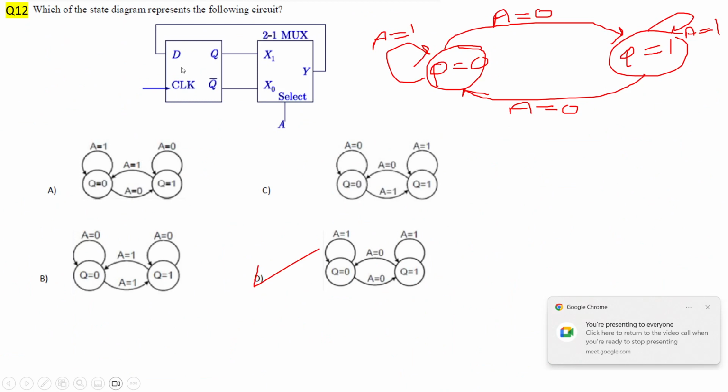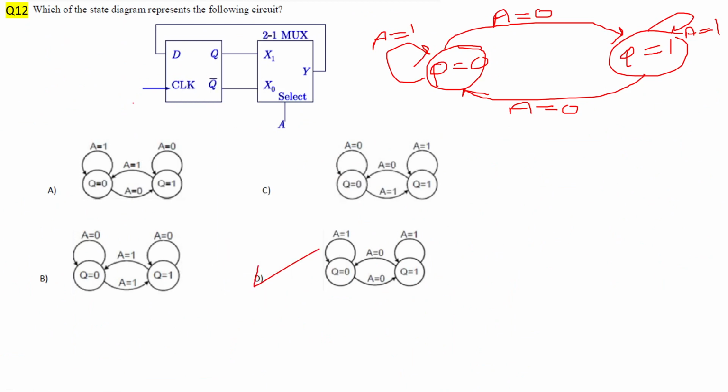okay, so we have this question, which of the state diagrams represents the following circuit? So we have this circuit and we need to find its corresponding state diagram. We have a D flip-flop which is connected to a 2:1 mux. So let's carefully examine this mux first. When A is equal to 0, it will select this input, so the output will be Q complement, right? And this Q complement will be the input to this D flip-flop. When D is equal to Q complement, that means my output is equal to Q complement. So the toggling will happen.